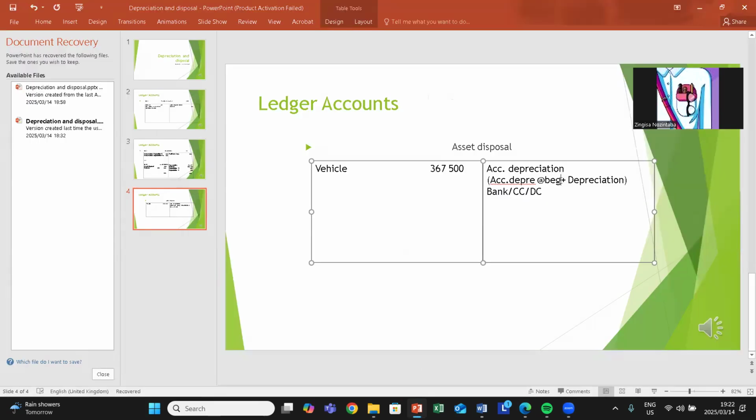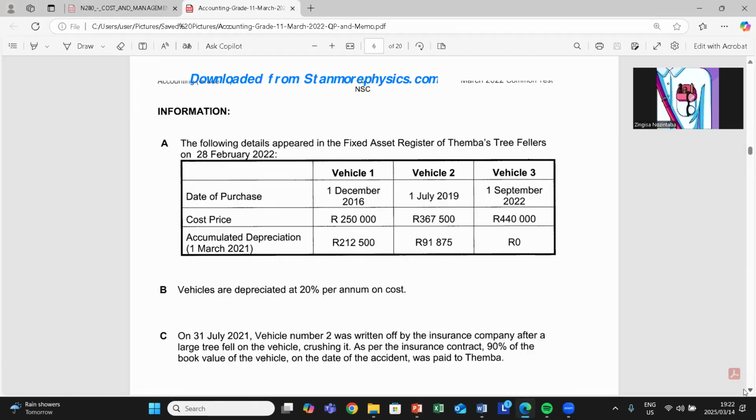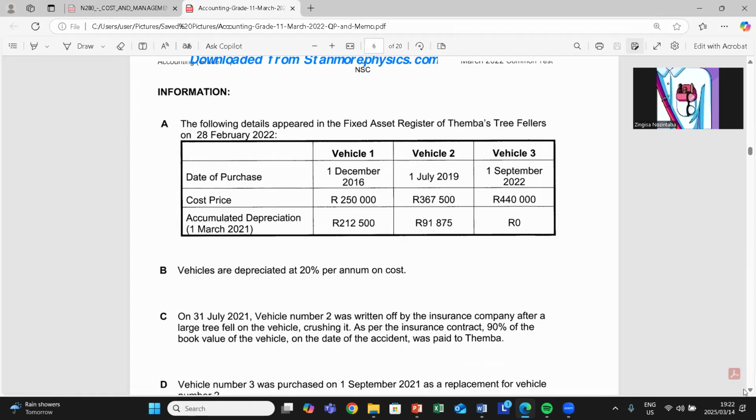At the beginning, 91,875. And then you will add it to the depreciation of the current financial year, which you are going to calculate for the asset that you sold. Check, they say depreciation is calculated at 20% per annum on the cost price. Meaning for you to calculate the depreciation, you say your cost price, 367,500, right?